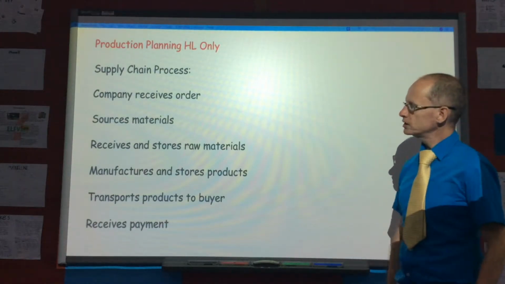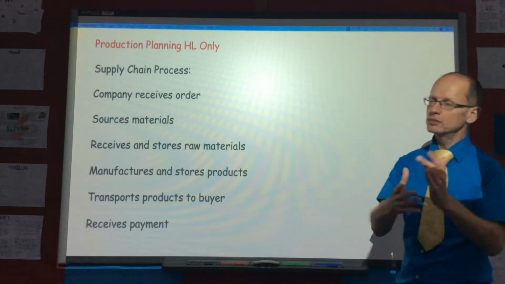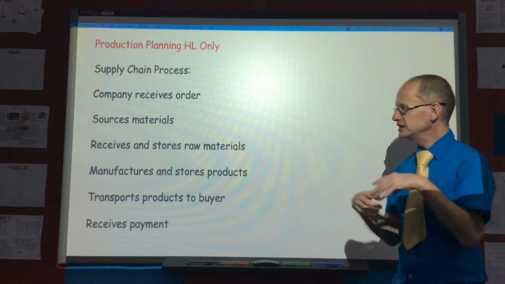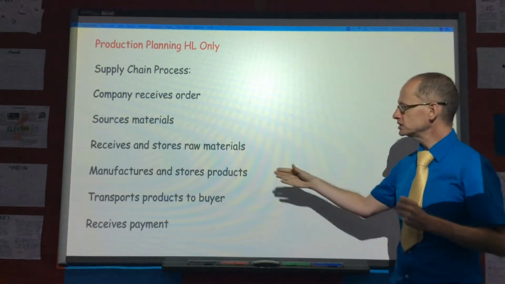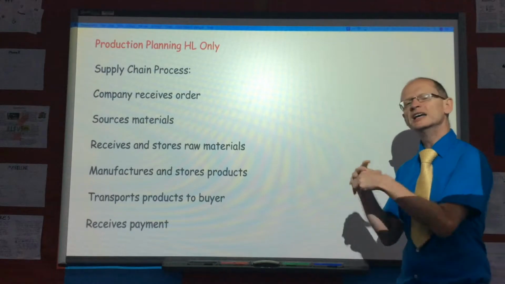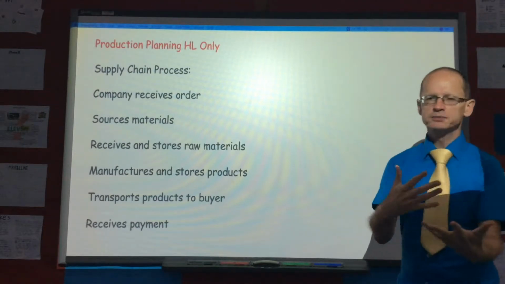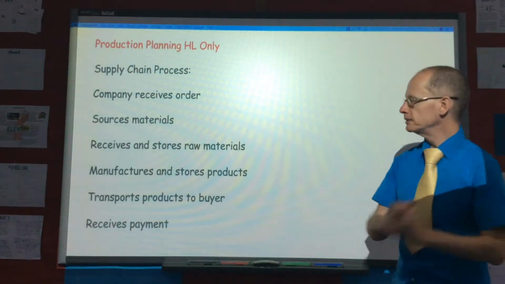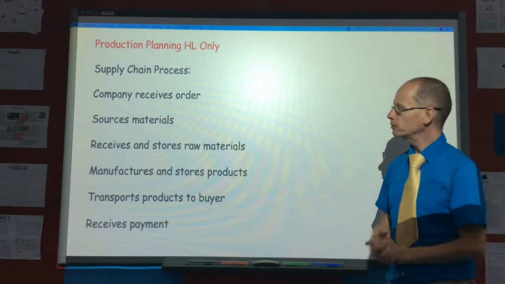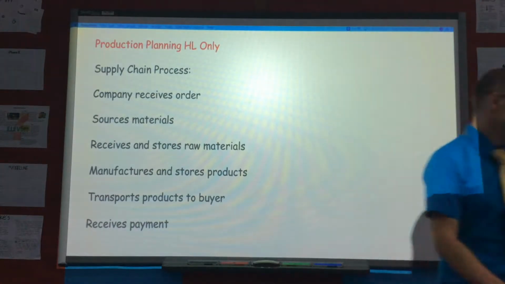Company receives an order, sources the materials, then receives the raw materials, maybe stores it, manufactures the final product, again maybe stores it, transports the product to the customer, hopefully receives payment pretty promptly. That's reasonably straightforward to understand.